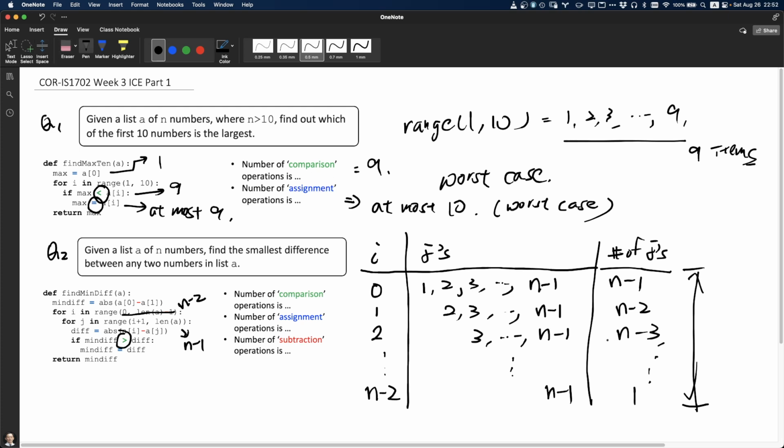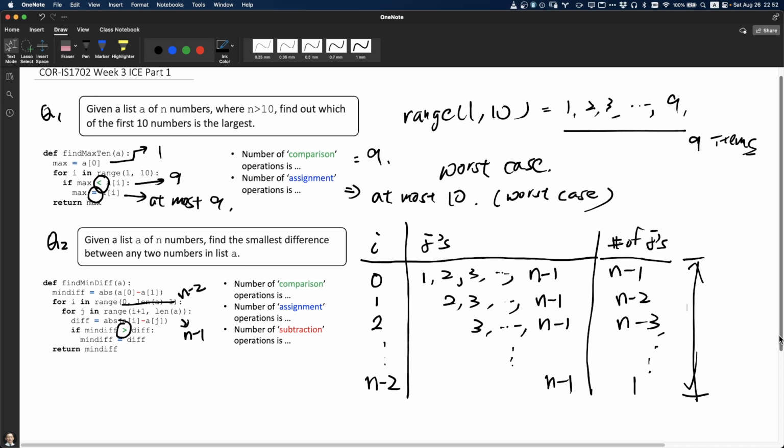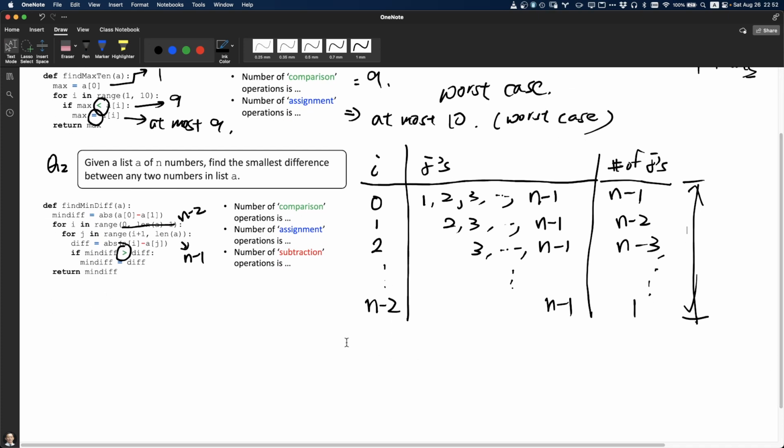Okay, so if we do a little bit of calculation, essentially, what we are getting at is that we will be summing up all these values. So numbers of comparison as a result will be 1 plus 2 plus 3 plus all the way until the largest number, which is n minus 1. So for those of you who have seen this series before, this is the arithmetic series, and the sum of an arithmetic series is as follows.